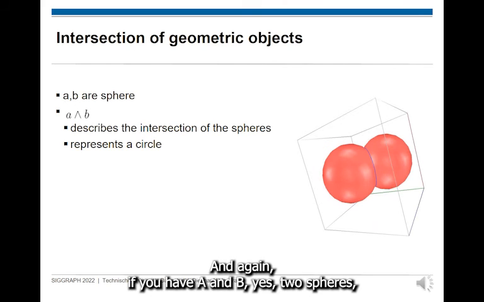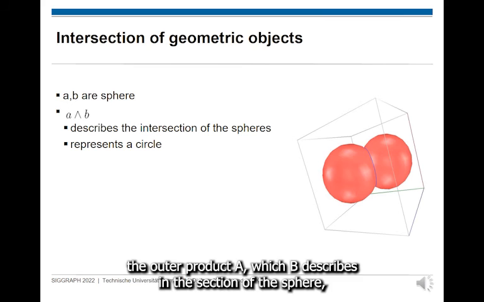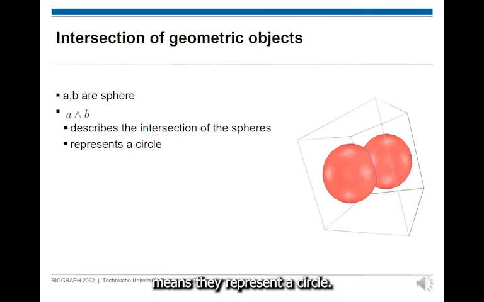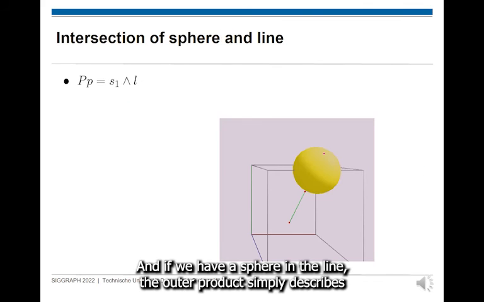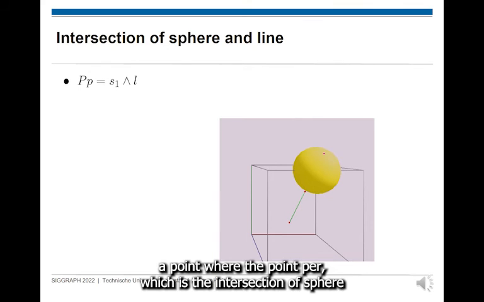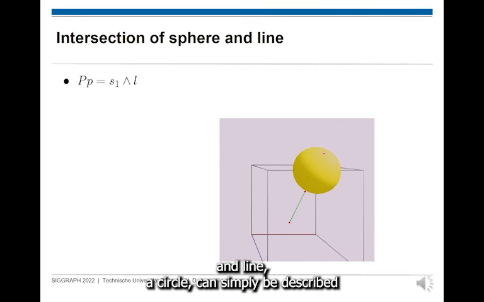And again, if you have A and B as 2 spheres, the outer product A wedge B describes the intersection of the spheres, meaning they represent a circle. And if we have a sphere and a line, their outer product simply describes a point pair, which is the intersection of sphere and line.